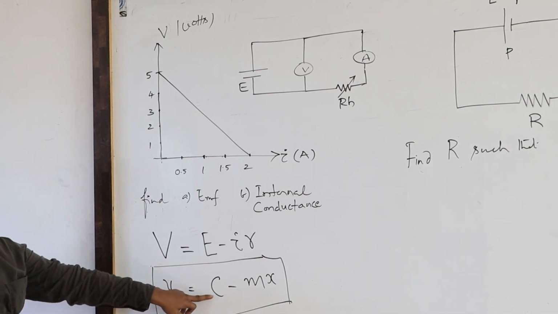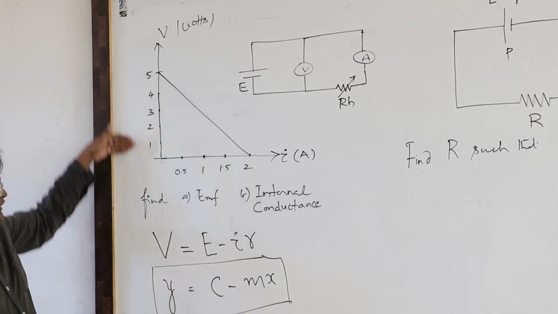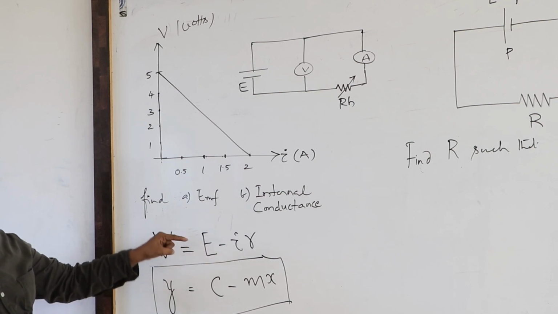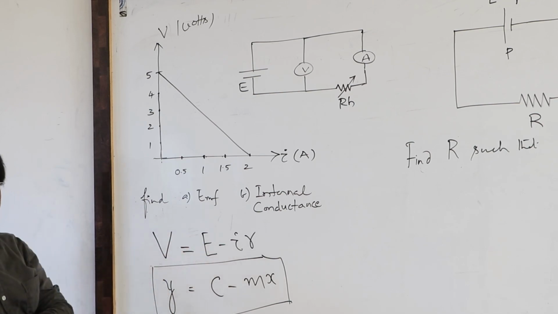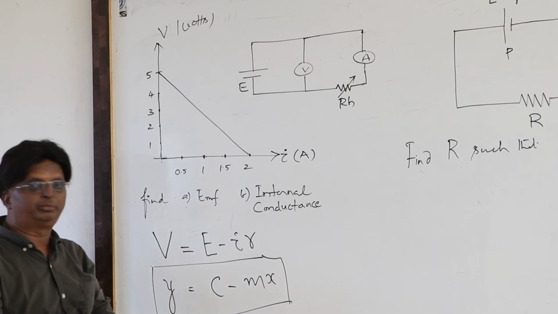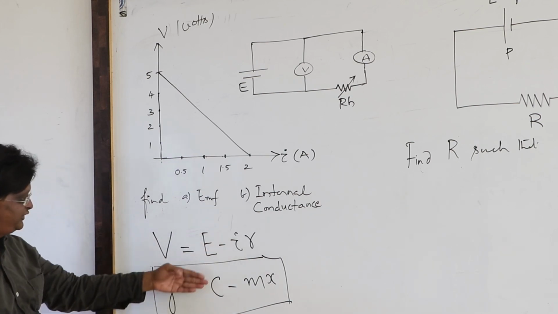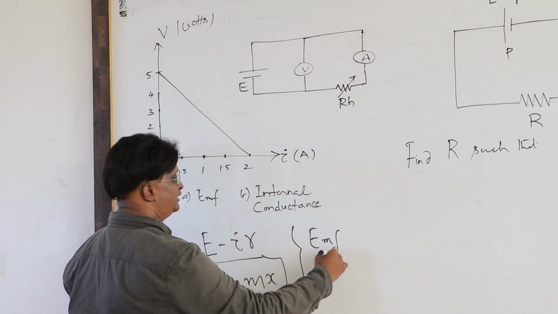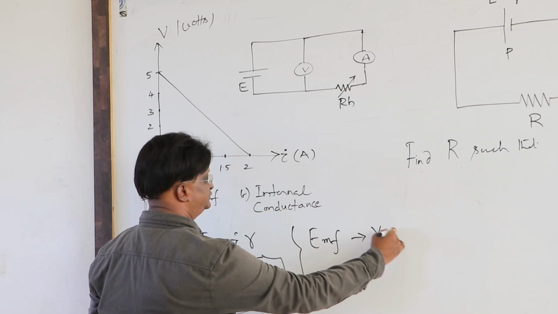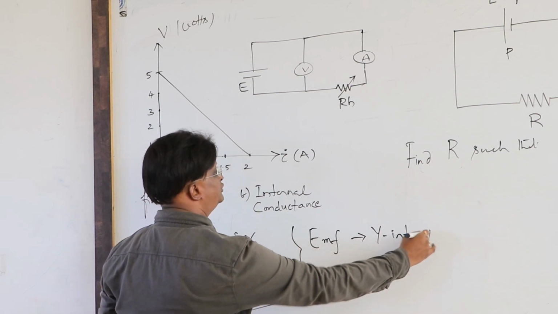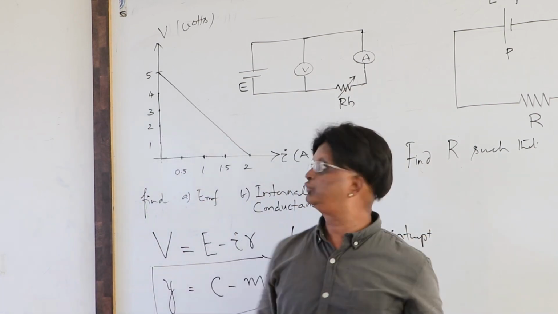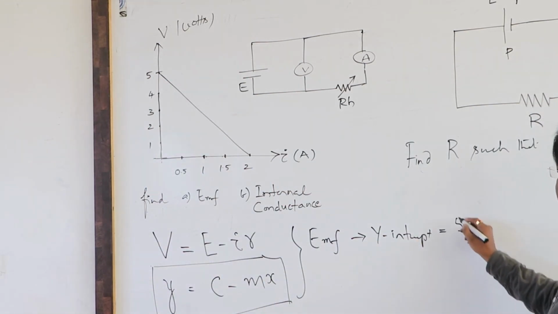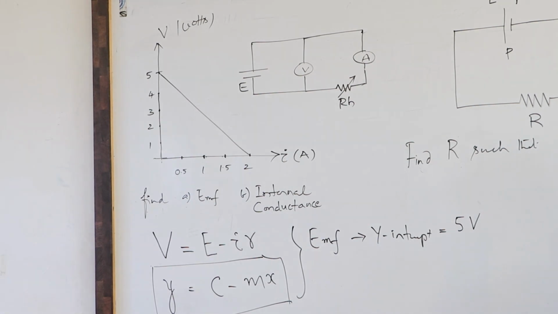Now this C is the y-intercept. So this y-intercept is nothing but the EMF. Remember, V is equal to E for I is equal to 0, the PD across the cell in open circuit. Therefore, you compare these two, what do you get? EMF is nothing but the y-intercept. Look at that graph. What is that y-intercept you got? 5. Therefore, EMF of the battery is equal to 5 volts.